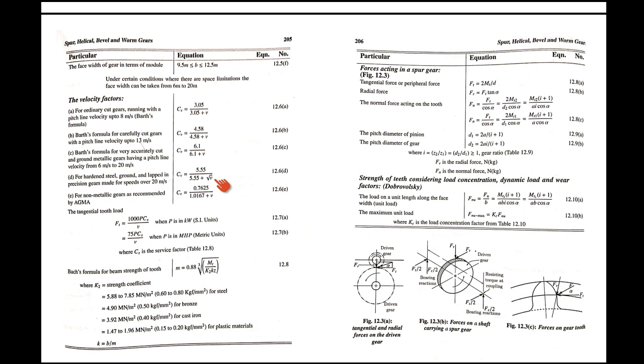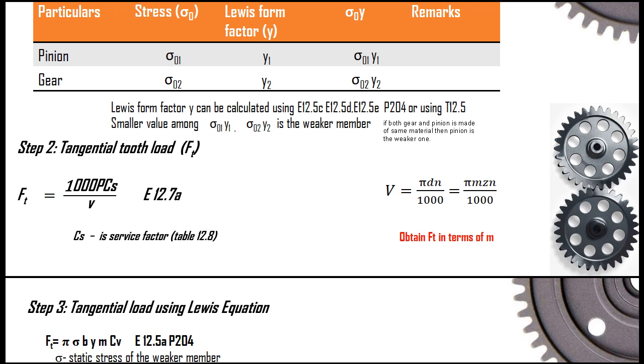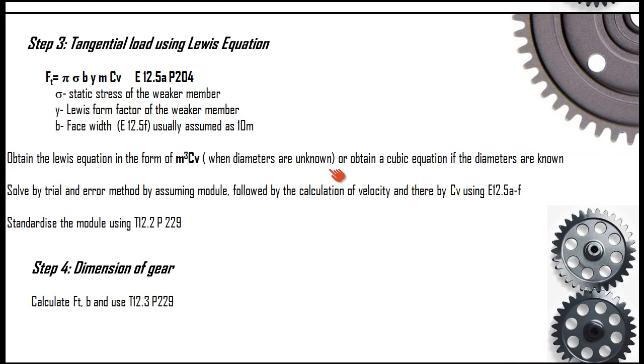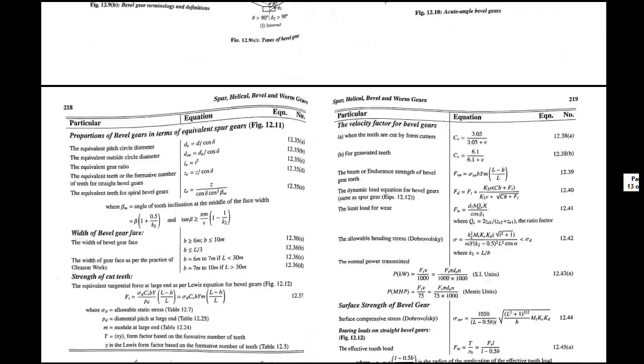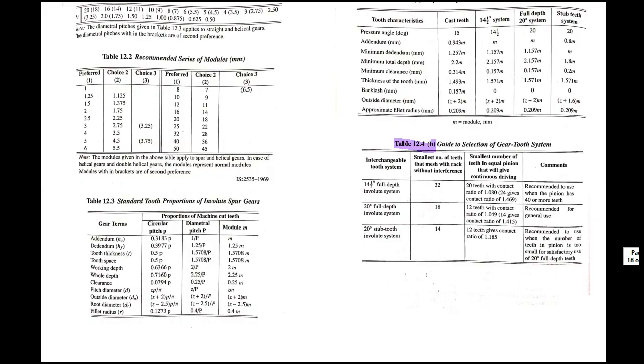If it has gone beyond the required value, then the module that we have assumed is correct. If it is not, we have to increase the module. If 2 is not satisfying, we have to go for 3. That is how we have to solve the problem. So this is the trial and error method. And once we have the value of the module, we have to go to table 12.2, page number 229, and standardize it.